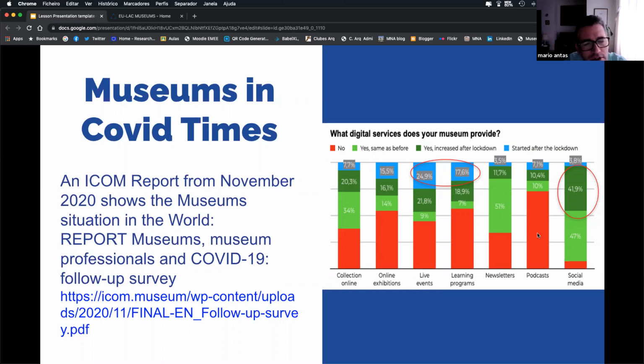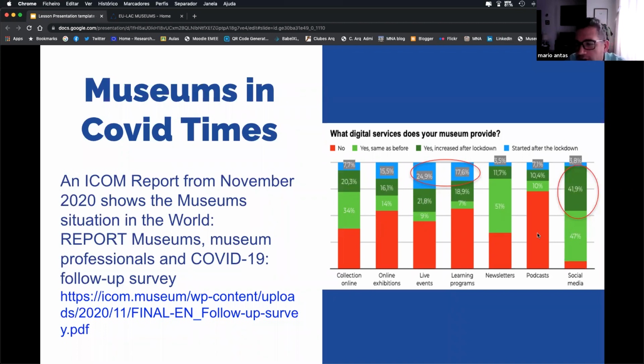The second report is the follow-up survey about what was going on in museums in the world. And I just want to focus on the museums' answer to this big crisis. The answer was more focused on digital solutions. You can see once more in the right part of the screen that when we ask what kind of digital service your museum provides, there are several types of services like collections online, exhibitions online, live events, learning programs, newsletters, podcasts, social media, among others.